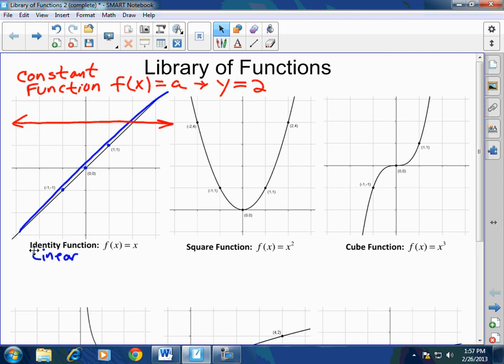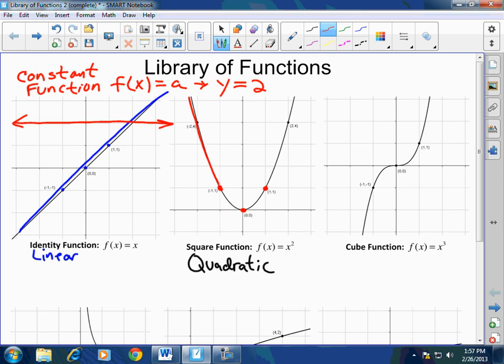The next one, they call it a square function here, but it's a quadratic. And we know that. We've been working with this. Again, how did we get these points? I make an x and y table. This is the parent function of y equals x squared. This is a U-shaped graph. Done. This is a cubic function. This is f of x or y equals x cubed.